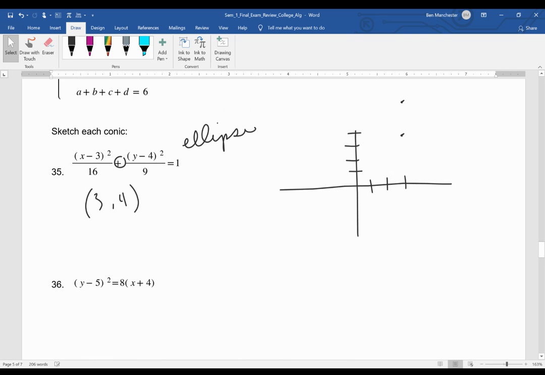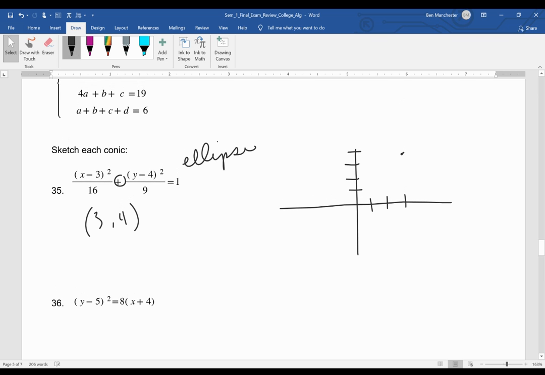Maybe I need to move it up a little bit. There we go. That might be better for in a second. So now we have to go in each direction. So we're going to go the square root of 16, 4 units in the x direction. Okay, so 4 units in the x direction. And we're going to go the square root of 9 in the y direction. So 3 units up and 3 units down.